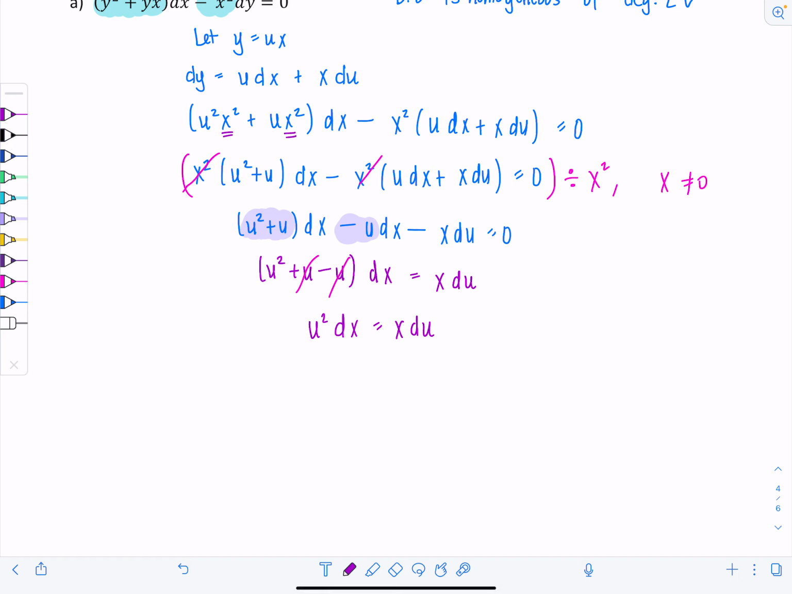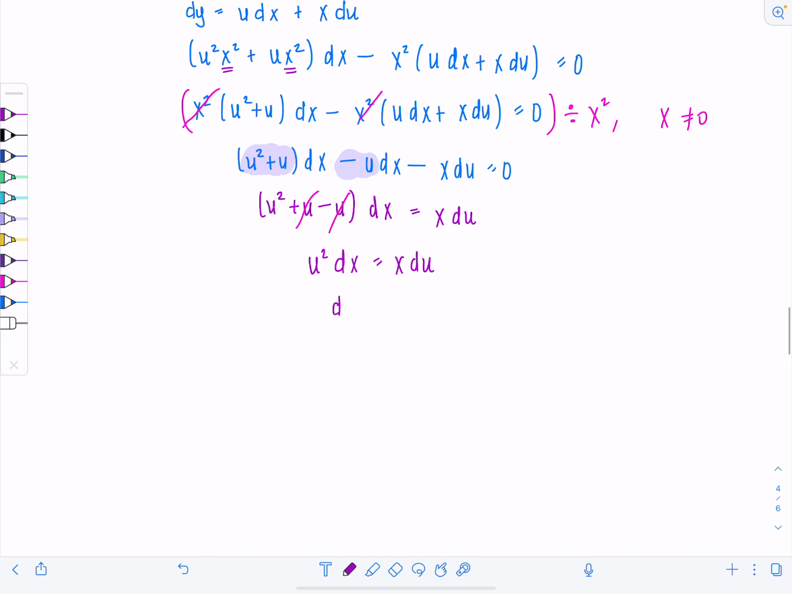Can you see how this is going to be separable? I hope so. I can divide everything by u squared and x. And then now we have dx over x equals du over u squared. Whew! All right. Now the fun begins. If you weren't having fun already, I'm so sorry. So let's integrate both sides.